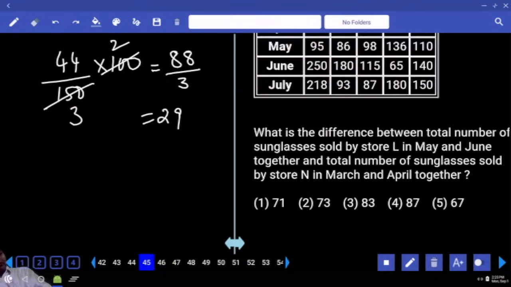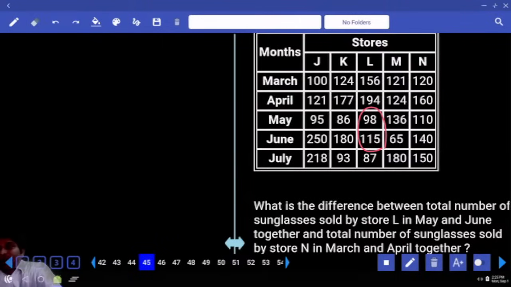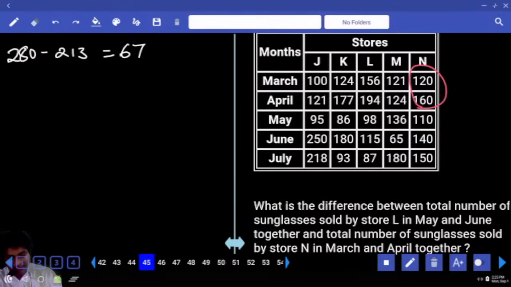What is the difference between the total number of sunglasses sold by store L in May, June? L, May and June. To make the first number a round figure, how much more is required? Take 2 from the other number. First number is 100. Other number is 113. Total 213. N in March and April. Sum of these two numbers? 280. Answer? Difference, right? 67.